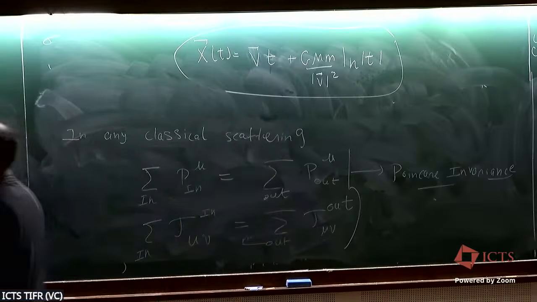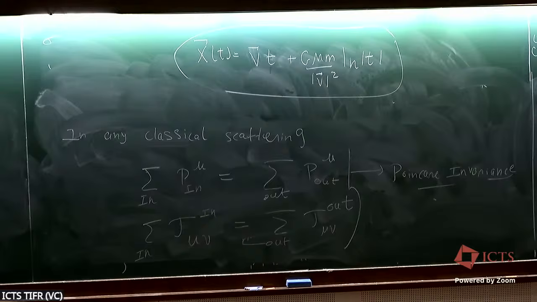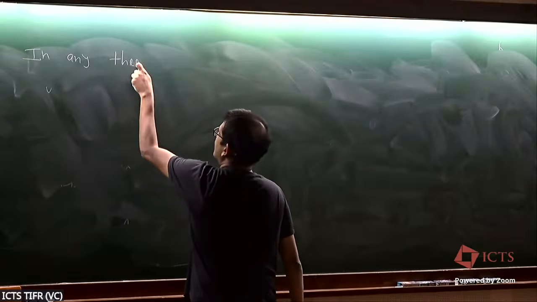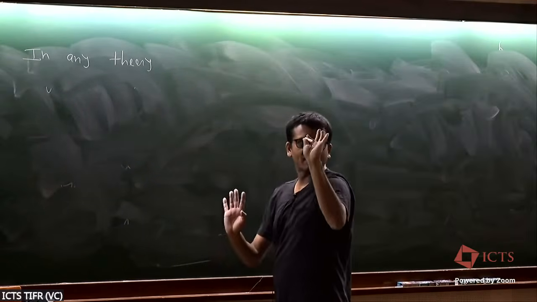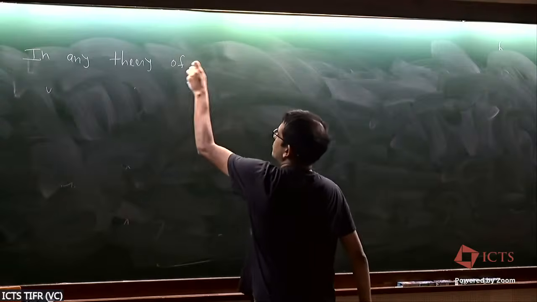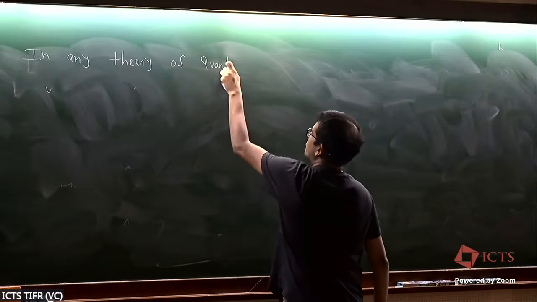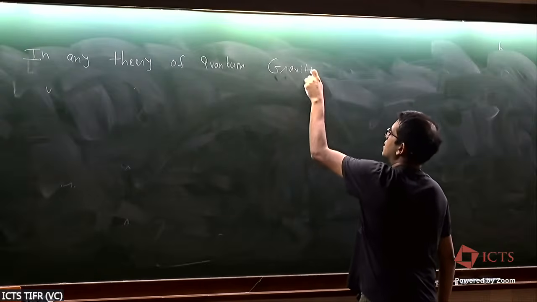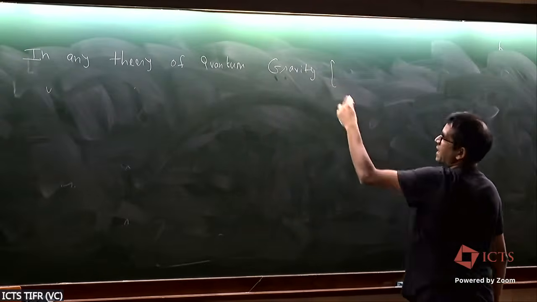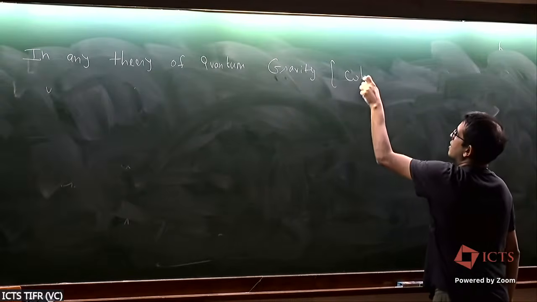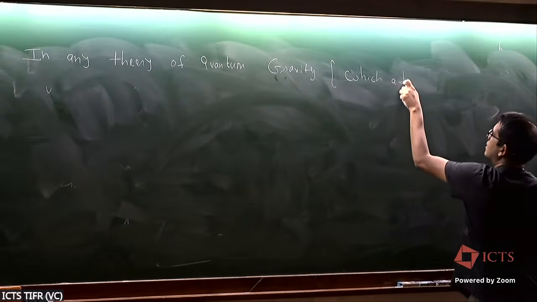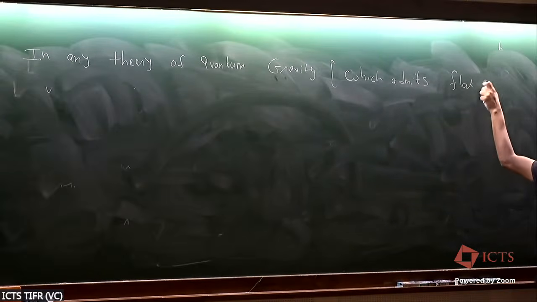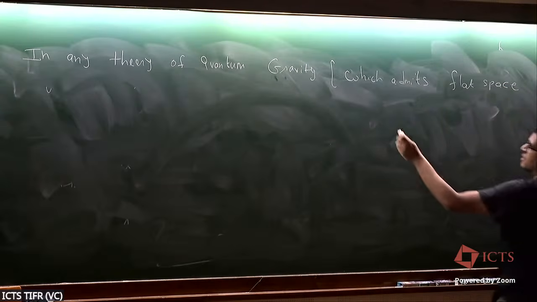So it is indeed true that in any theory of quantum gravity, we don't need to know what quantum gravity is. It can be any theory, but it should satisfy some properties, which is not always true. So I will write what assumption it has to satisfy: it admits flat space as a solution, as a state, let's say.